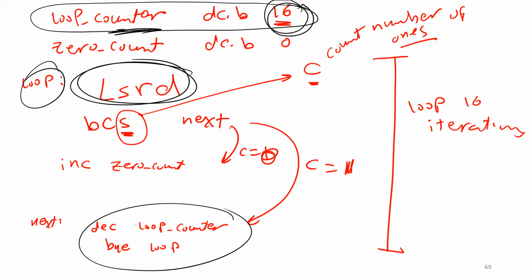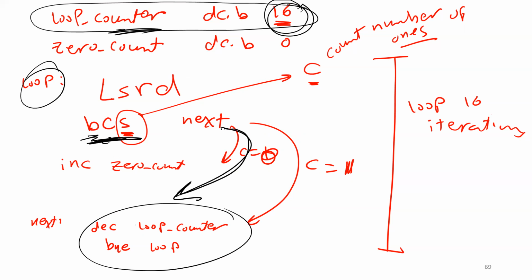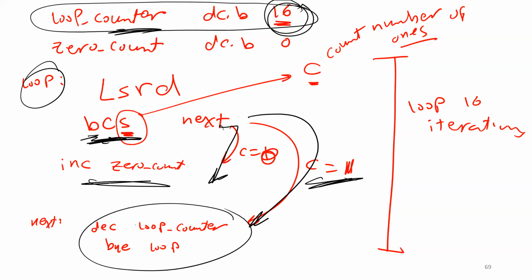So I'm going to say here, guys, branch if carry is set to next, to skip this one if the carry is 1. As you see here, if the carry is 1, I want to skip this one. If not, I'm going to come this way to increment the 0 count. Is that okay? Any questions?